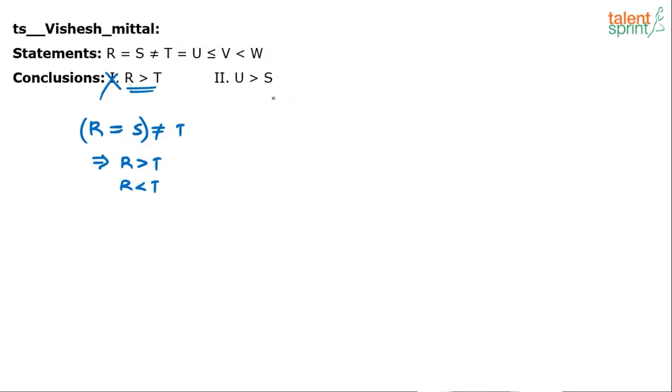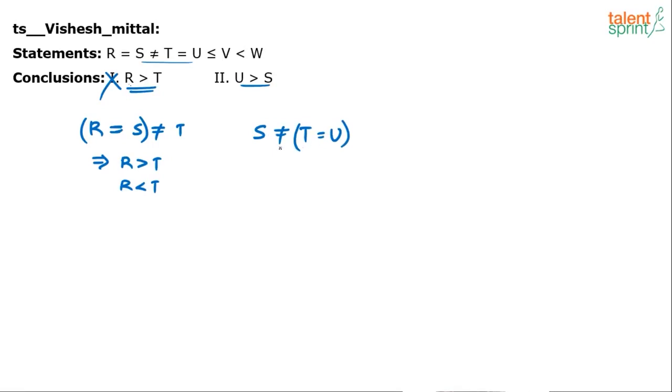Look at conclusion number 2. Here it's between U and S. Now write that again. What do we have? S is not equal to T, but T is equal to U. So basically T and U both are equal. U is not equal to S.